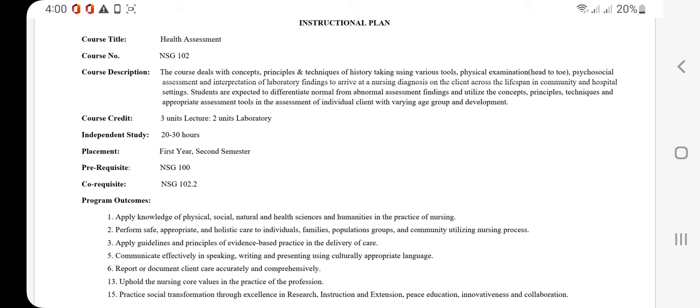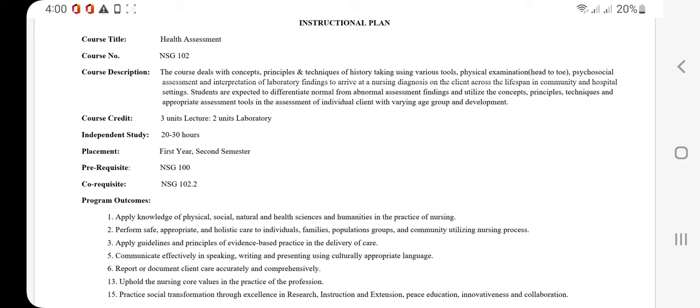So, this course as a credit, meron po siyang credit for the lecture is 3 units. And for the laboratory, which is your NSG 102.2, it's the 2 units laboratory. However, yung sa akin po is lecture lang po. So, the placement is usually tinitake po siya ng ating mga first year during the second semester. So, this is prerequisite po niya and is your NSG 100, which is your anatomy.